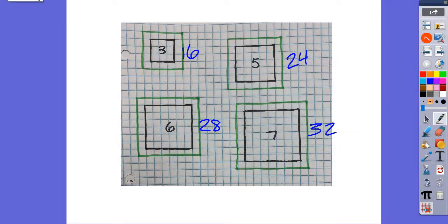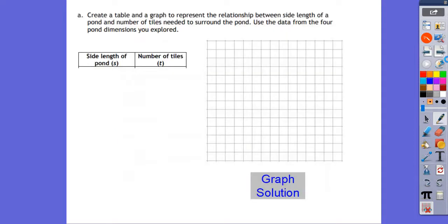Why did I skip 4? Because it was done for me already on problem 1. So I didn't need to redraw a 4 by 4. We've already looked at that one. Okay, we're going to set that graph paper to the side, and it's going to be our information we're going to pull from for the next problem. So we're going to need to look at it.